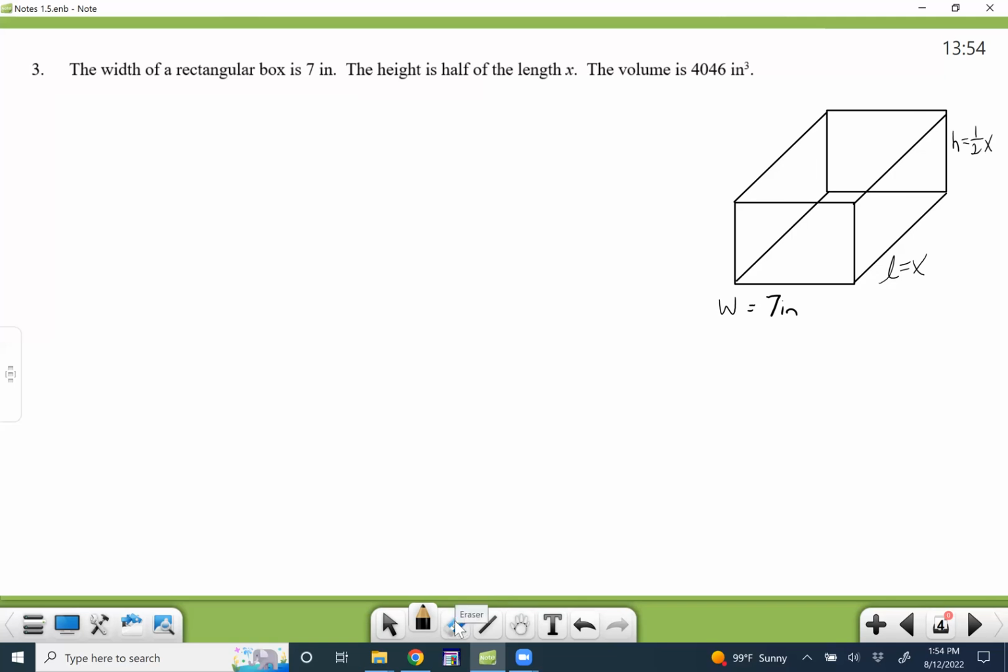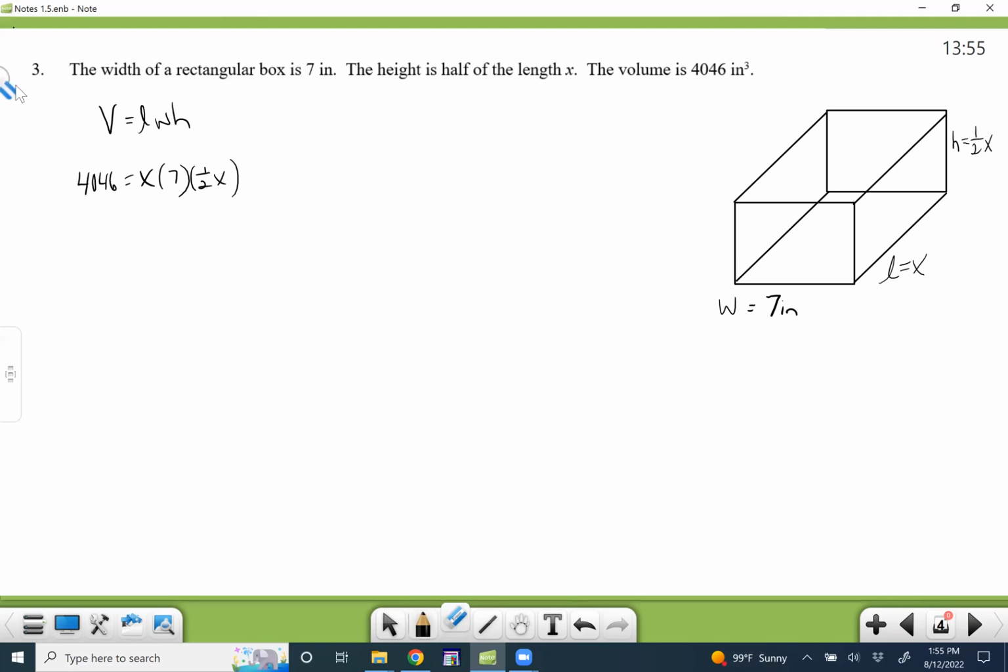Now the volume is 4,046. Well, little known fact, you could Google it, but hopefully you remember it. Volume equals length times width times height. Once I write it up there, I'm sure you're going, okay, I've seen that. All right, so let's go ahead and substitute in. The volume is 4,046, so we put that in for the V. The length is x, the width is 7, and the height is 1/2 x.